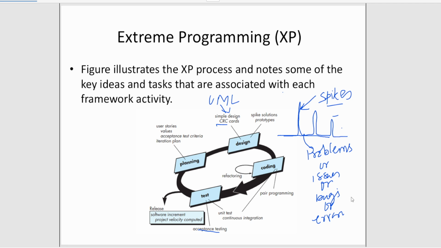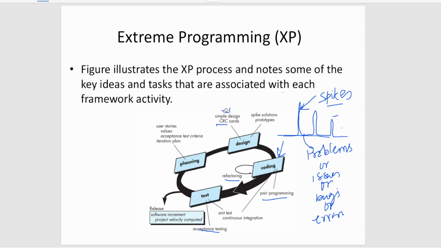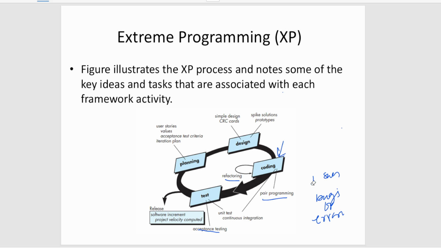Now the next thing is called coding. In this coding, there are two things: one is called pair programming, another is called refactoring. Sometimes it happens that you actually have a code, and with this code we are not able to understand certain aspects of the code itself. So you need to write it in a proper fashion.